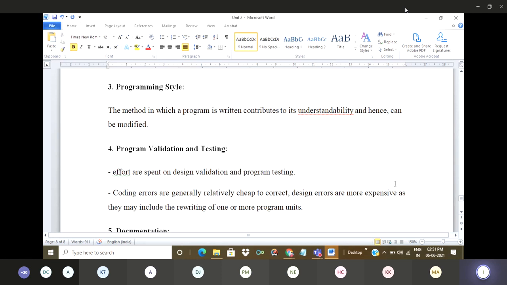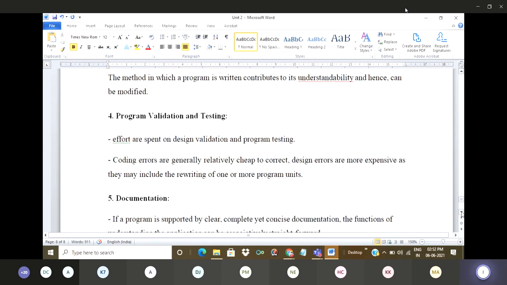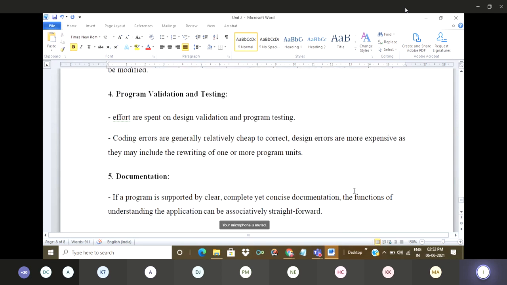So program validation and testing. Effort is spent on design validation and program testing. Validation means to validate the program. Testing means if there is any bug in the program, we have to rectify it. Coding errors are generally relatively cheap to correct because we can easily correct them. Design errors are more expensive as they may include the rewriting of one or more program units.